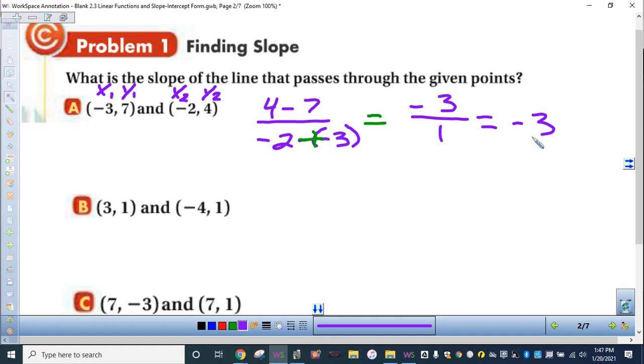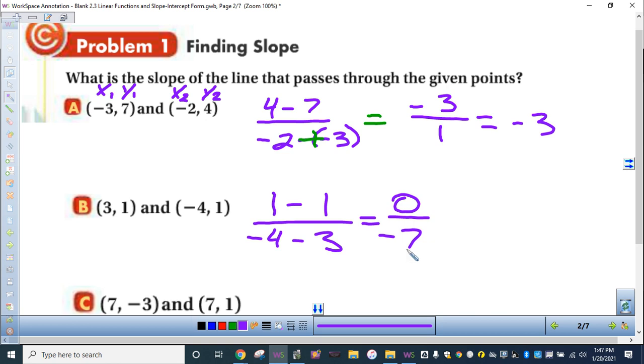Okay? Sometimes it's helpful, especially when you're graphing these things, to have both the rise and the run of the slope, to have both numerator and denominator. So if you leave it as -3 over 1, no big deal. When we do the second one, subtract the y's, 1 minus 1, subtract the x's, -4 minus 3, like that. So this is the one where you have 0 on top and, in this case, -7 on the bottom.